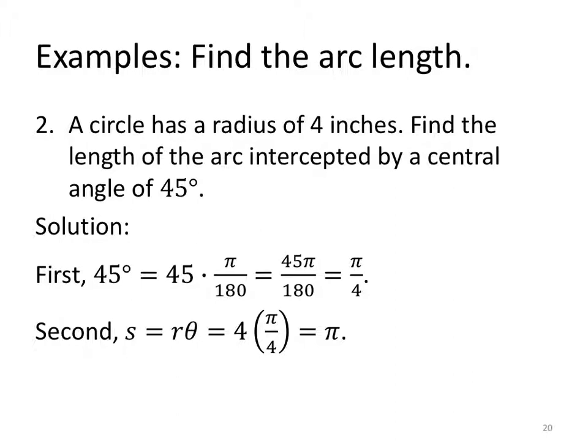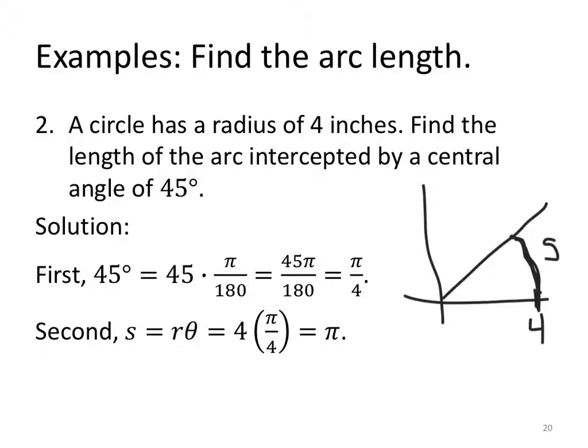So if a circle has a radius of 4 inches, I want to find the length of the arc intercepted by a central angle of 45 degrees. Let's see if I can draw this one any better. 45 degrees, that's better. If I'm at 4 inches for my radius, pretend I can hit that. I want to know the length of this arc, S.